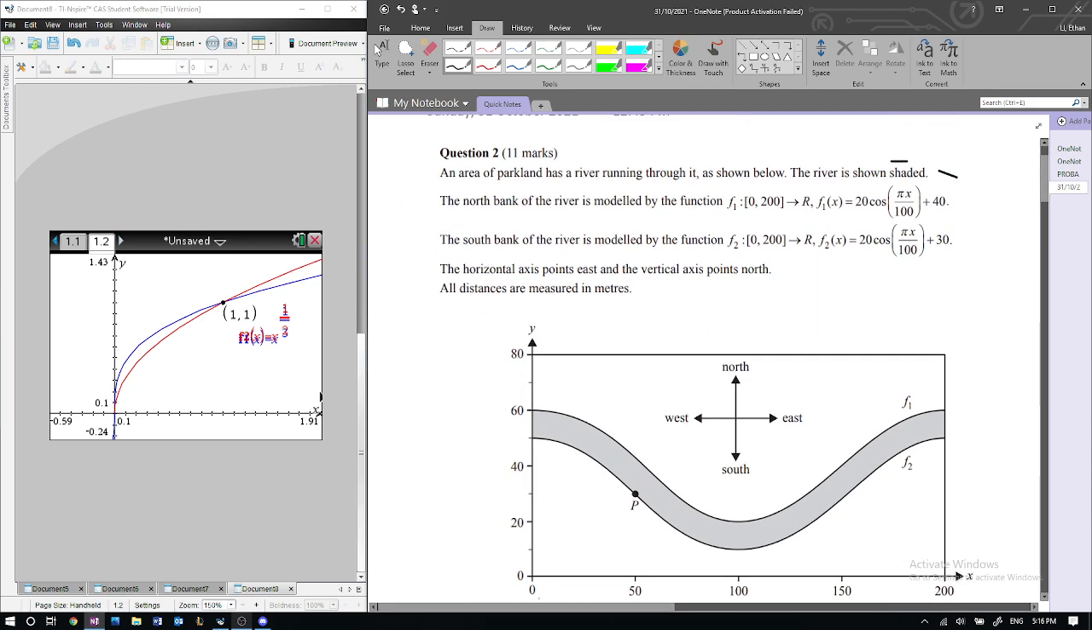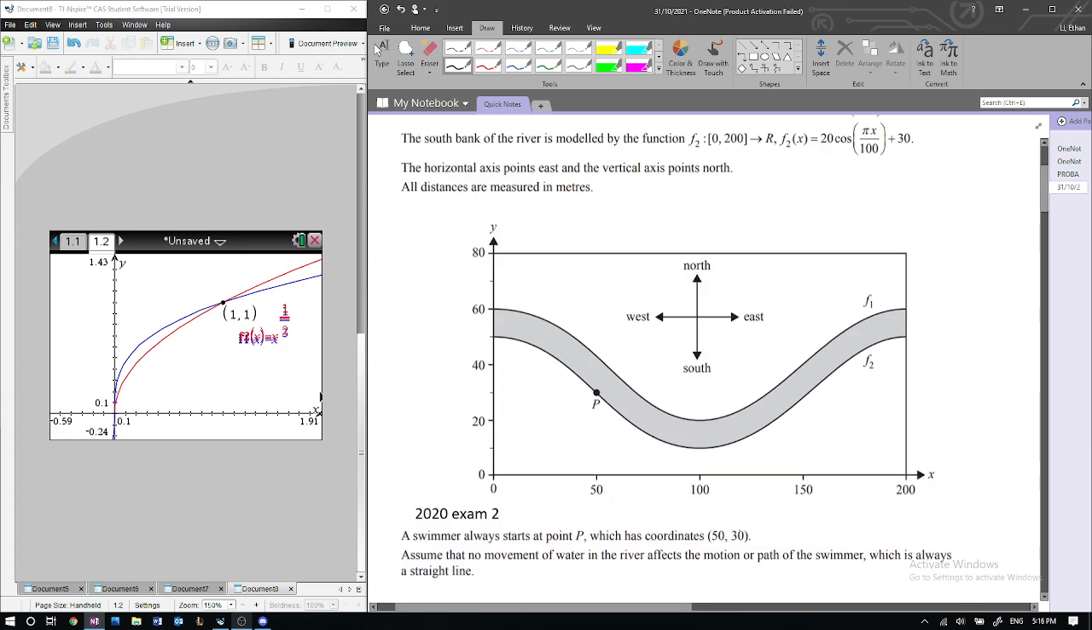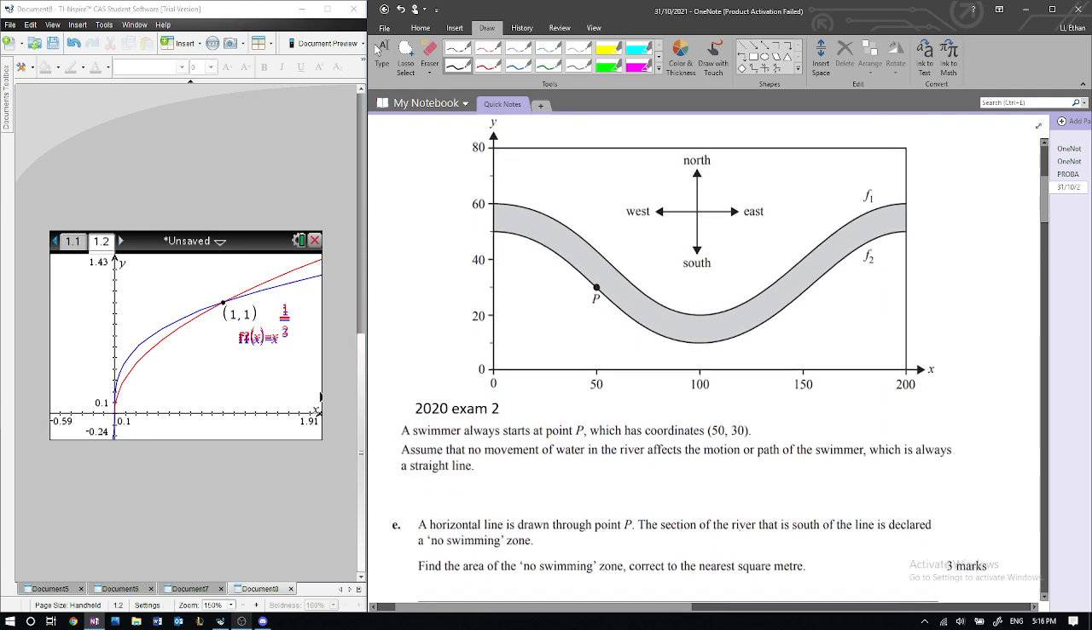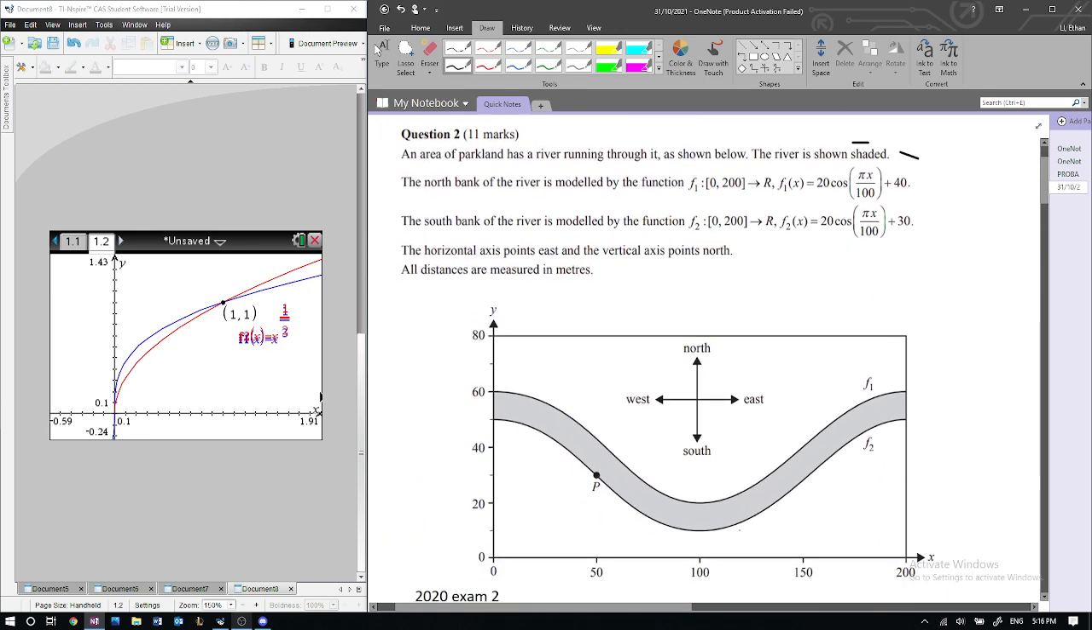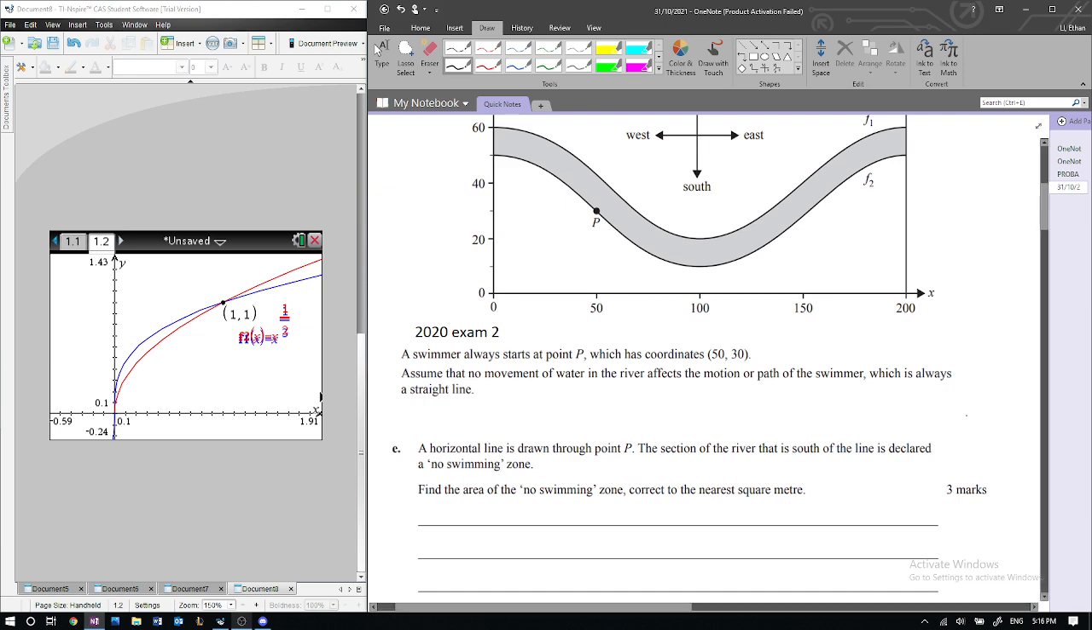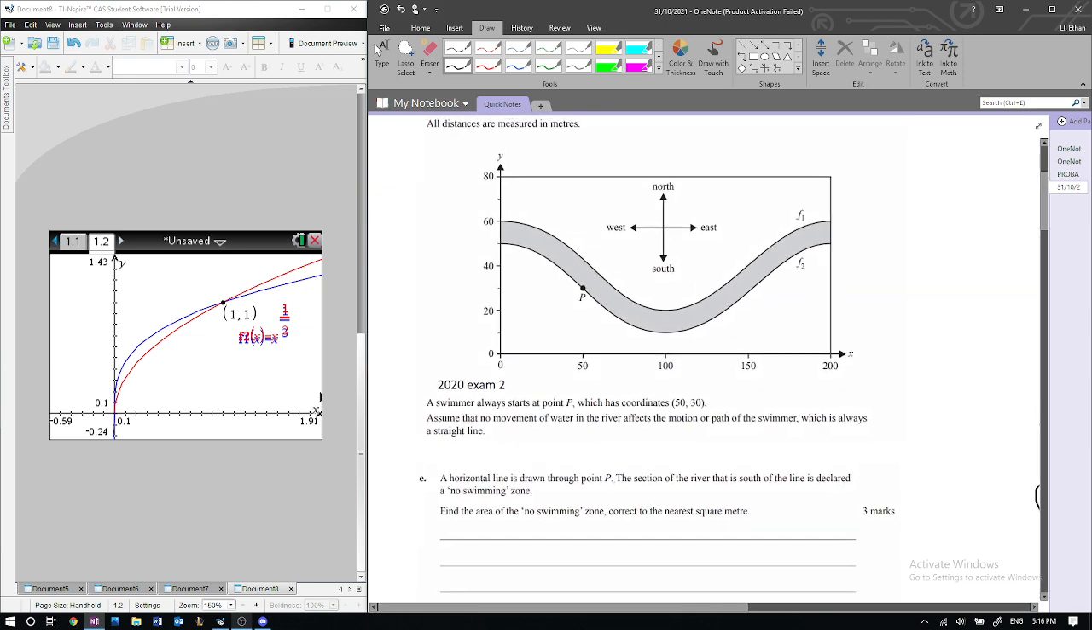Okay, so multiple choice done. Now we'll move on to some of the other extended response questions. So okay, question 2. This is from the 2020 exam. Have a read. So you have the north bank is F1, the south bank is F2. Okay, so starting from question E, let me just zoom out a bit so I can see everything.